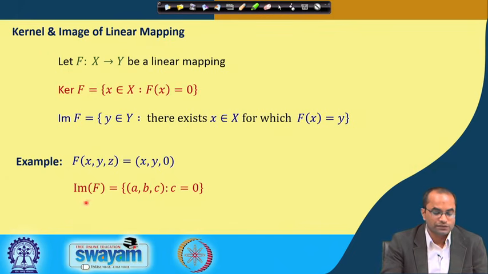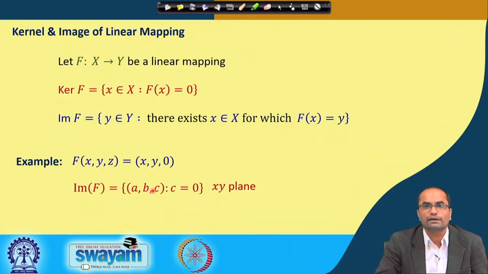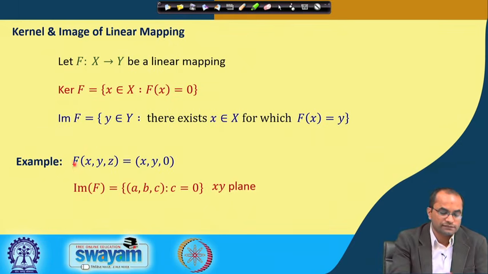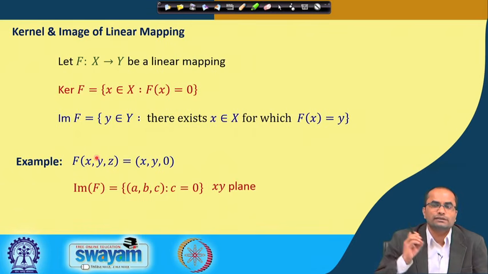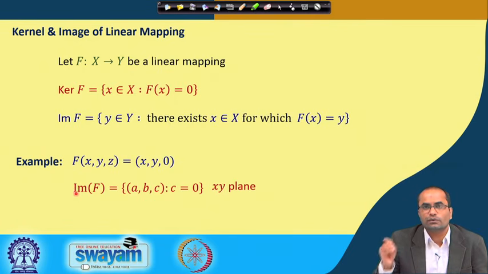So the image of this mapping is all the points (a, b, 0), where a and b belong to the real numbers. When we have all the points whose third component is 0, this is nothing but the x y plane. As we discussed already, this mapping takes a point in R 3 to the x y plane, and that is exactly the projection map we are talking about. Therefore, the image is the x y plane, because this maps every point to the x y plane only.